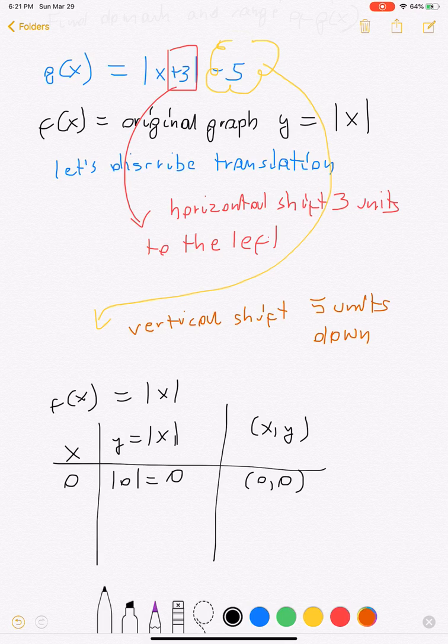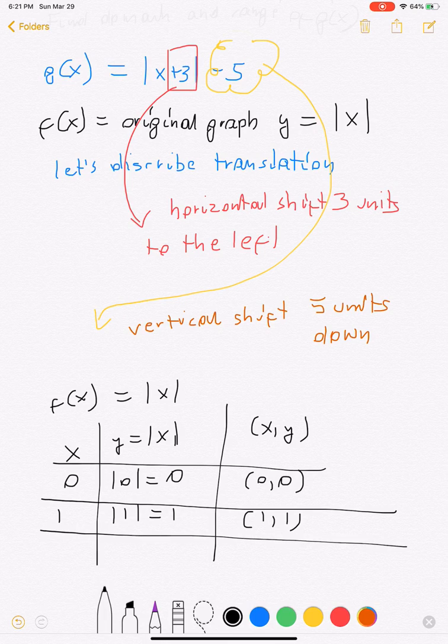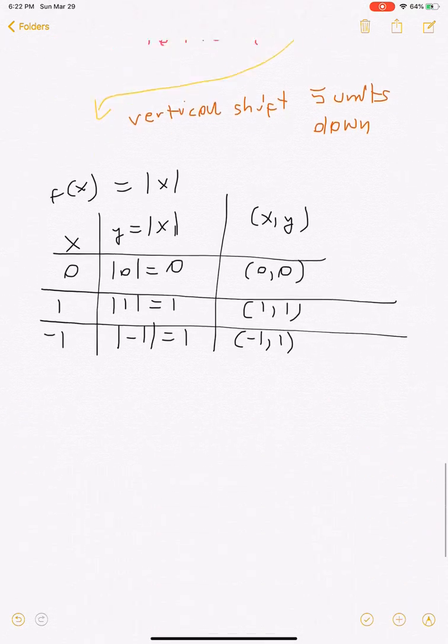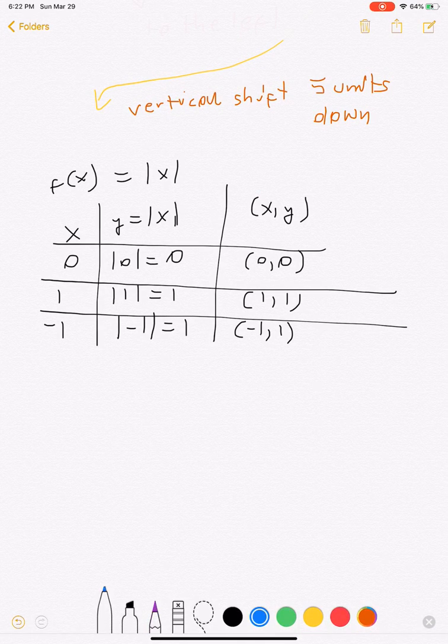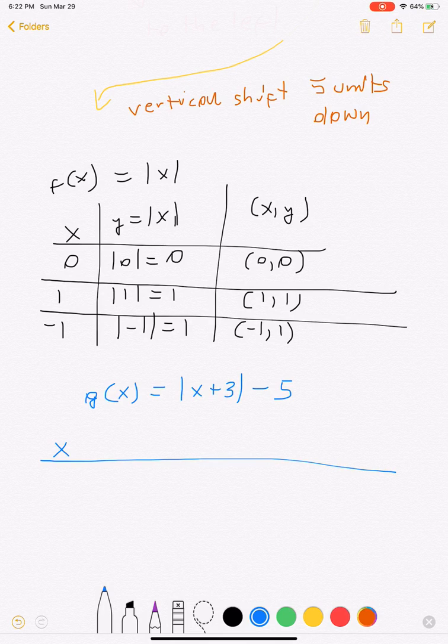When x is equal 1, you have absolute value of 1, which is 1, so you have a point 1 comma 1. And when x is equal -1, you have absolute value of -1, which is 1. So we have a point -1 comma 1. So now your new graph, which is g of x, when we have two translations together, absolute value of x plus 3 minus 5. I'm going to use the original graph to find the new coordinates.